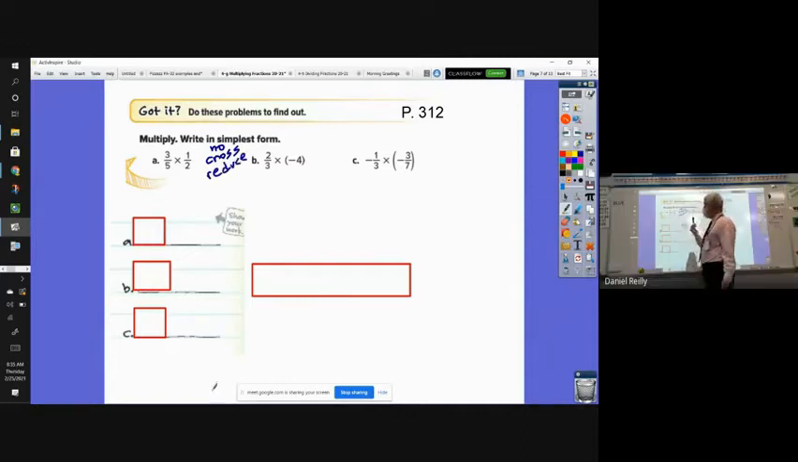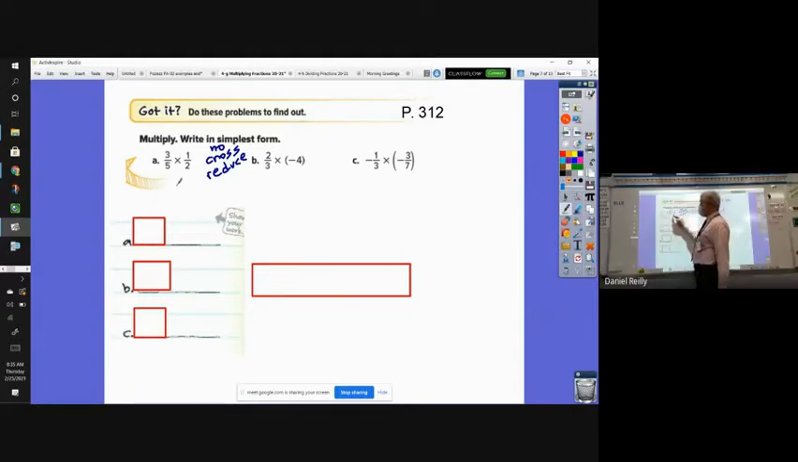Cross reducing means when a numerator on one fraction and a denominator on the other are divisible by the same number, you can make them smaller. We'll show you in the next example.